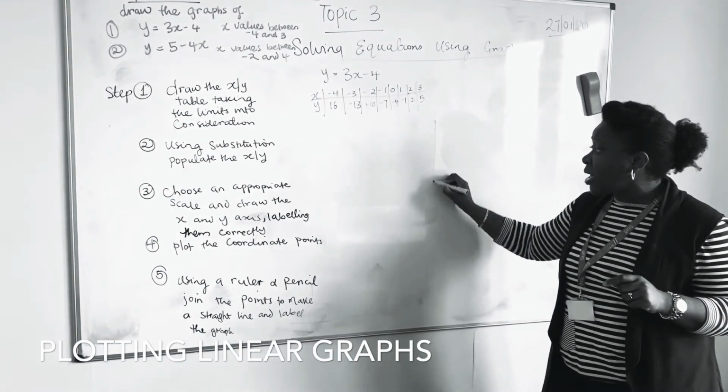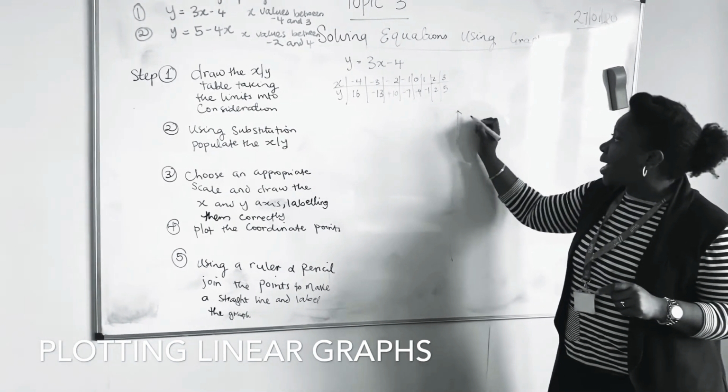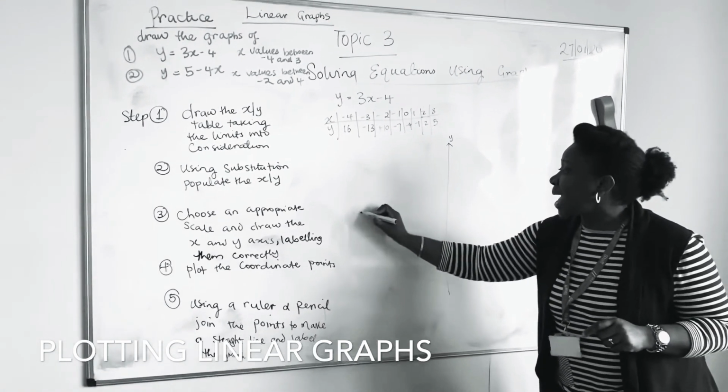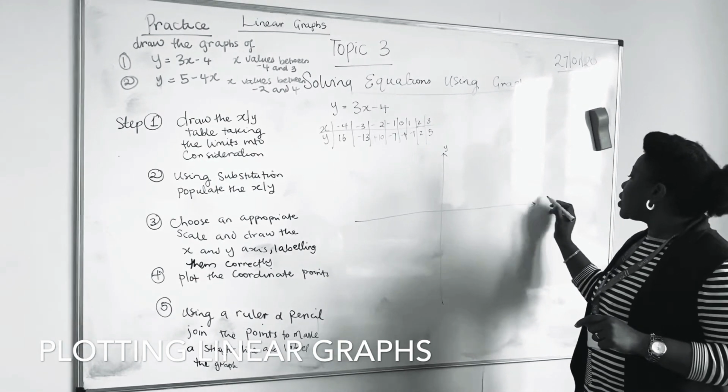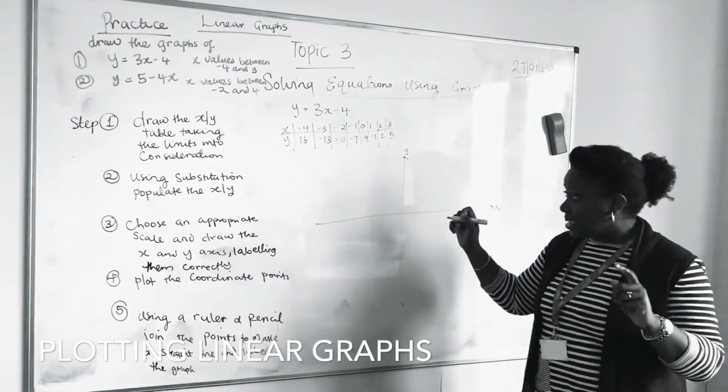So I'm going to start off. You need to use a ruler and a pencil to do this part now. To draw your Y axis, and you label it, and you draw your X axis and you label that. For this bit, you need to use a ruler and a pencil.